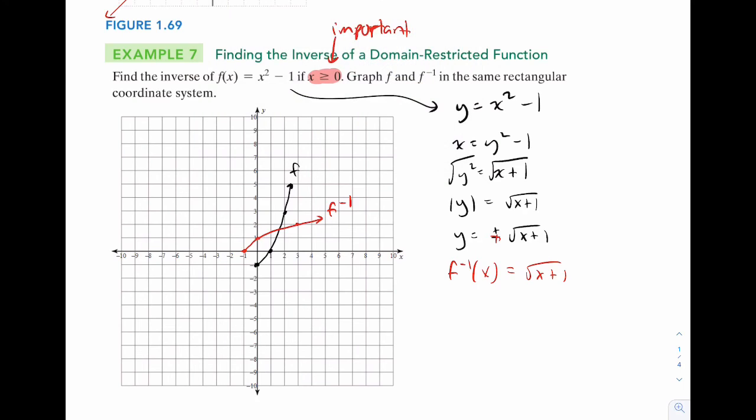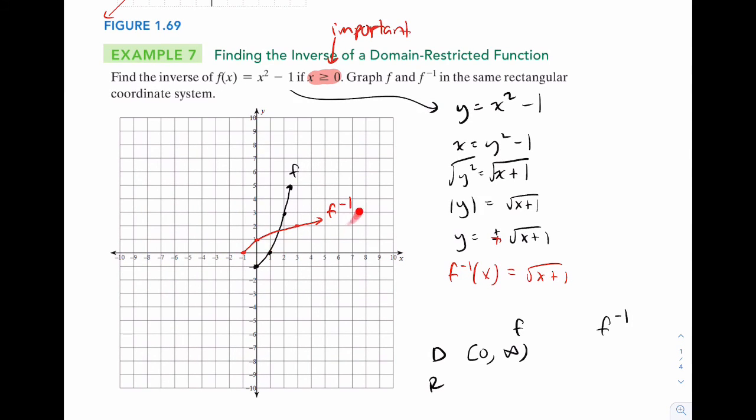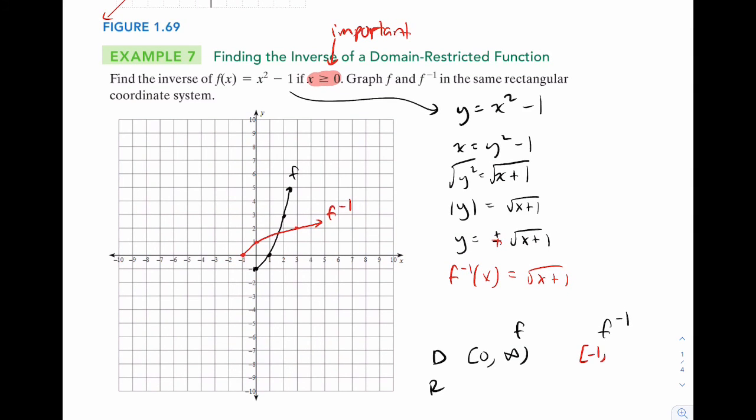The final thing to do is we're going to do domain and range. And it's important that you organize it the way I'm doing it right here. We're going to make like a mini chart in a way. Notice the domain of f is simply 0 to infinity. And now notice the domain of f inverse. That would be negative 1 to infinity.